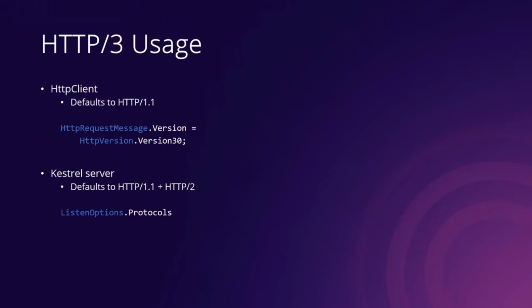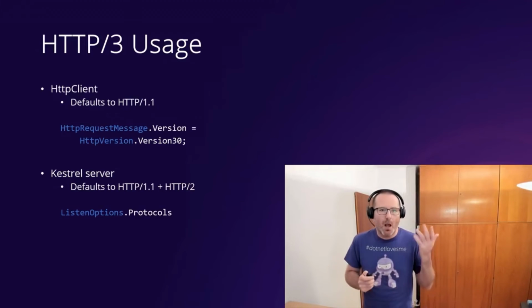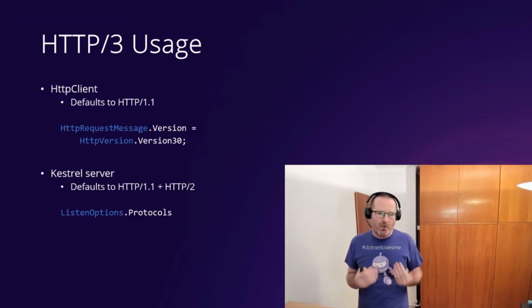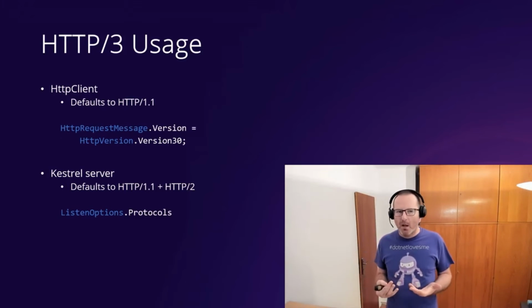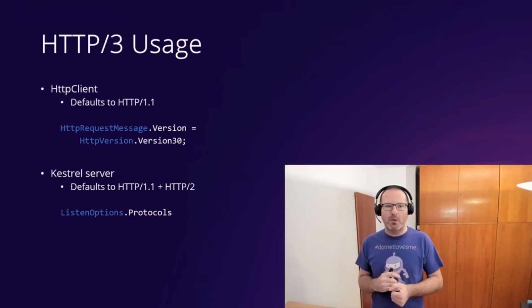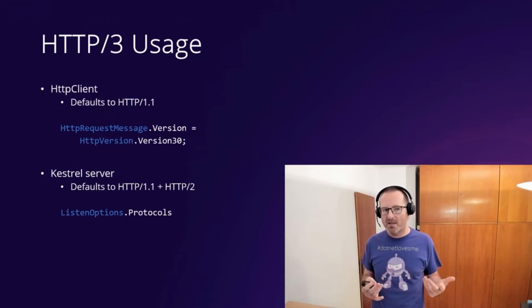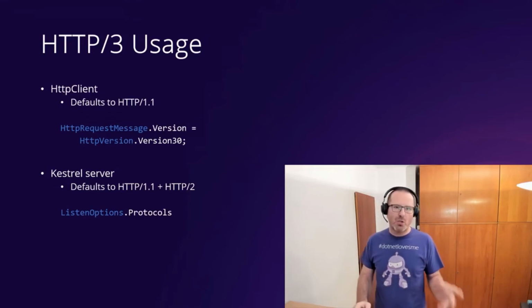So how do you use HTTP3 in .NET? HttpClient, on the client side, by default defaults to HTTP 1.1. It doesn't even default to HTTP 2. It's probably never going to change that. The reason is that when we did that in the past, it actually broke customers because they were not ready. So that's stuck in there.